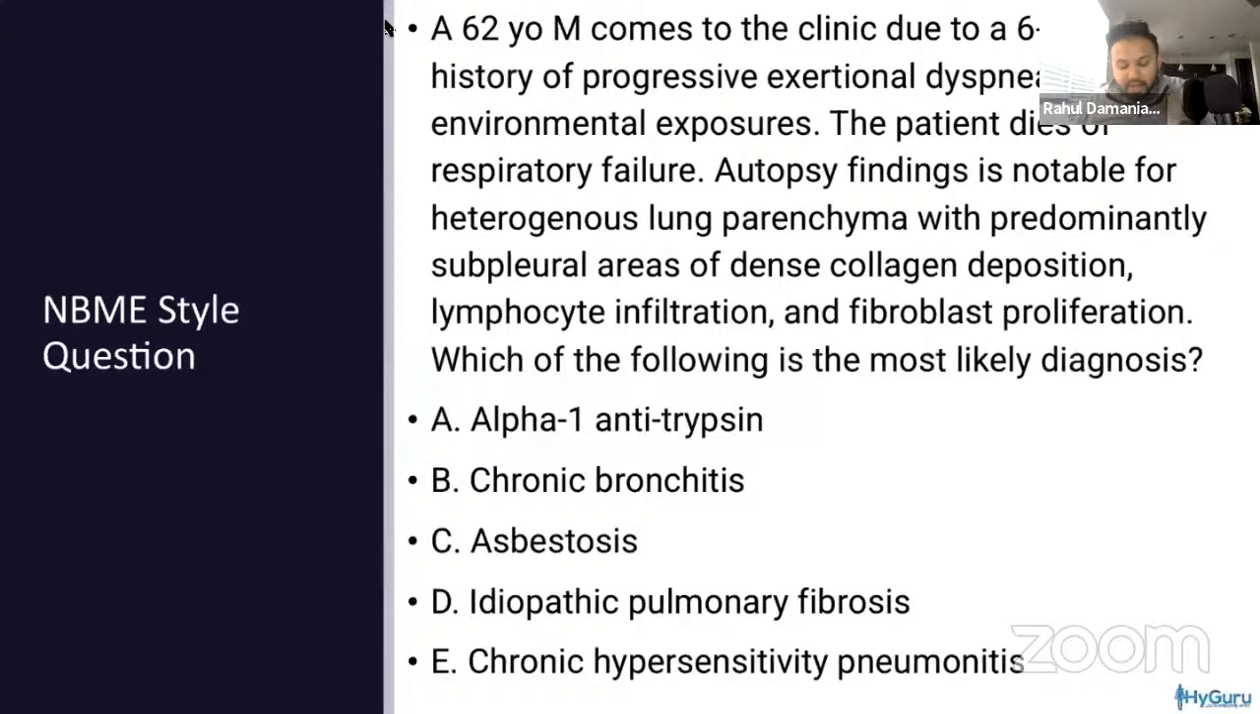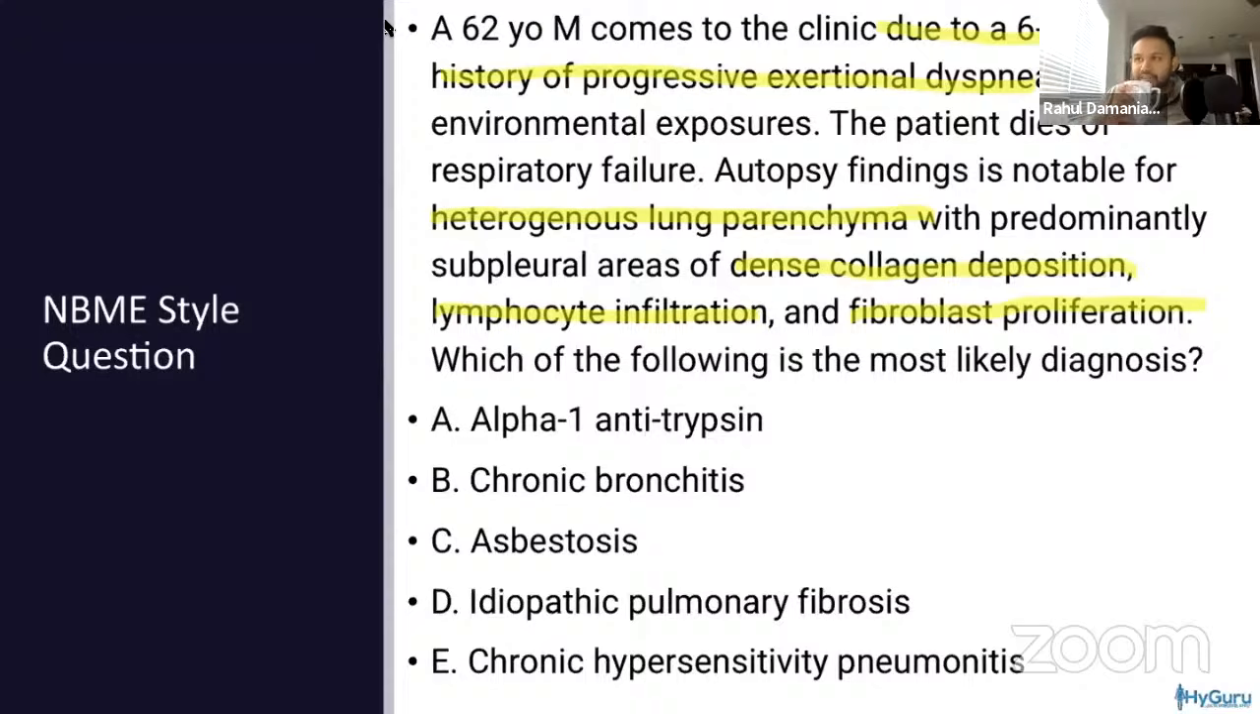A 62-year-old male comes to the clinic due to a 6-month history of progressive exertional dyspnea. He has no environmental exposures. The patient dies of respiratory failure. Autopsy findings are notable for heterogeneous lung parenchyma with predominantly subpleural areas of dense collagen deposition, lymphocyte infiltration, and fibroblast proliferation. Which of the following is the most likely diagnosis? A, alpha-1 antitrypsin, B, chronic bronchitis, C, asbestosis, D, IPF, or E, hypersensitivity pneumonitis.